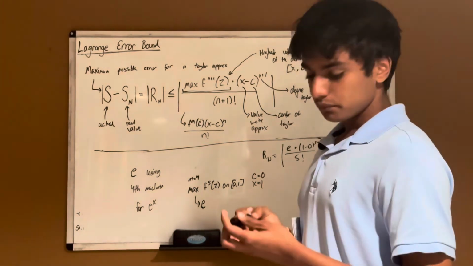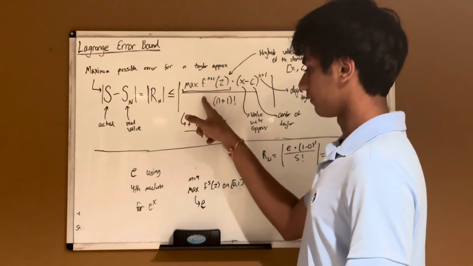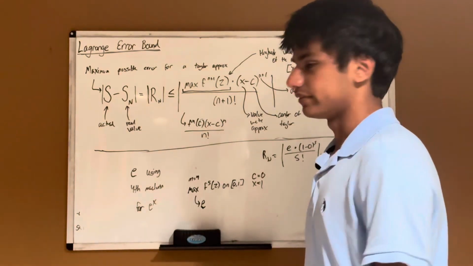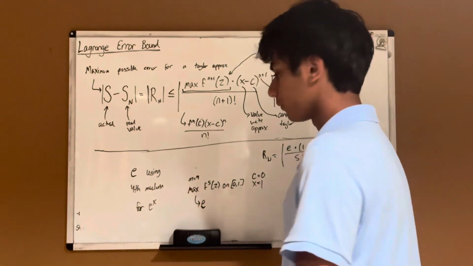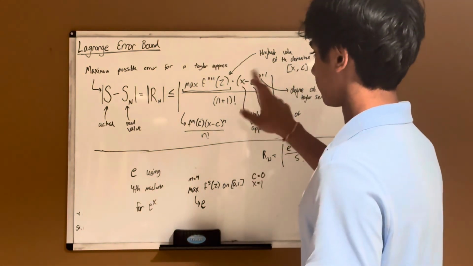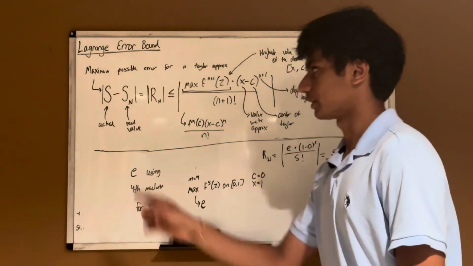These problems are really simple once you know the formula. All you need to remember is how to find the max derivative, which is usually easy. Usually you can figure out pretty easily if it's cyclical, or they give it to you straight out in the problem. Then you just plug in the numbers x, c, and n plus 1, and you'll get a max possible error.